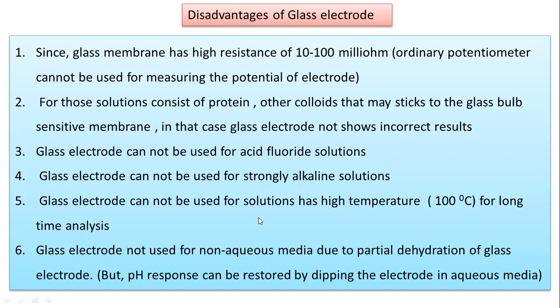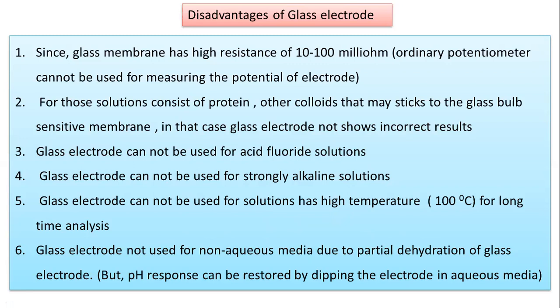Then the next disadvantage of the glass electrode is that it cannot be used for solutions which have a higher temperature, nearly 100 degrees Celsius. If the solution is at 100 degrees Celsius and one has to do a prolonged analysis, the glass electrode may be very sensitive to that temperature for the longer time, and hence solutions which have higher temperature cannot be analyzed with the help of a glass electrode fitted with the pH meter. So that is also one of the disadvantages.